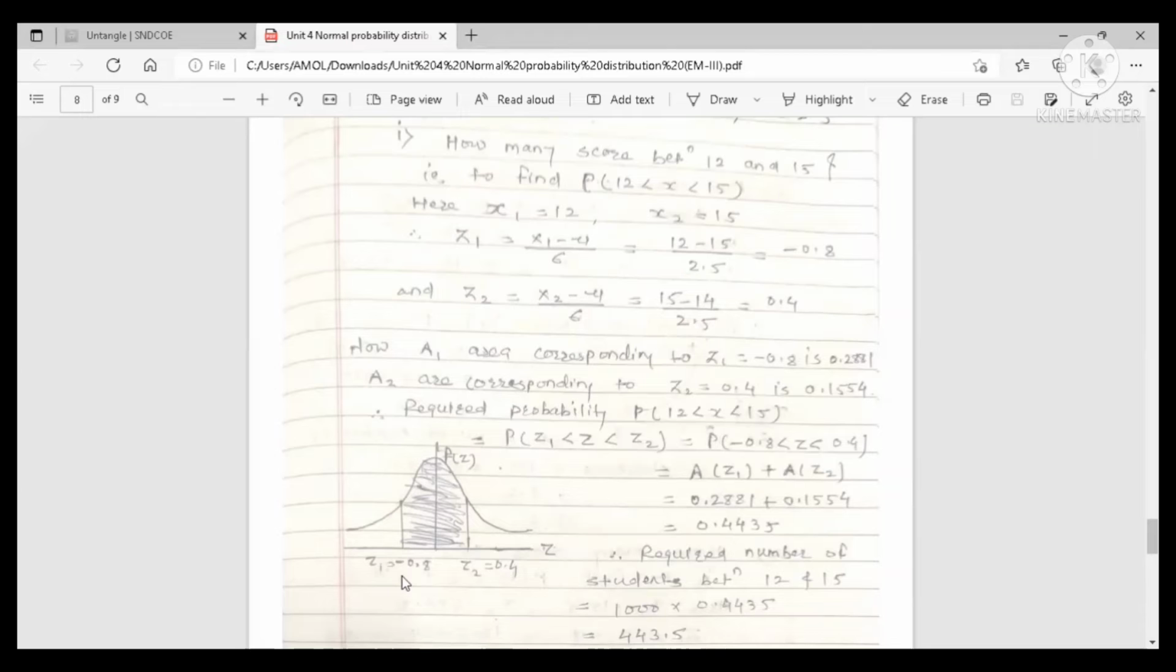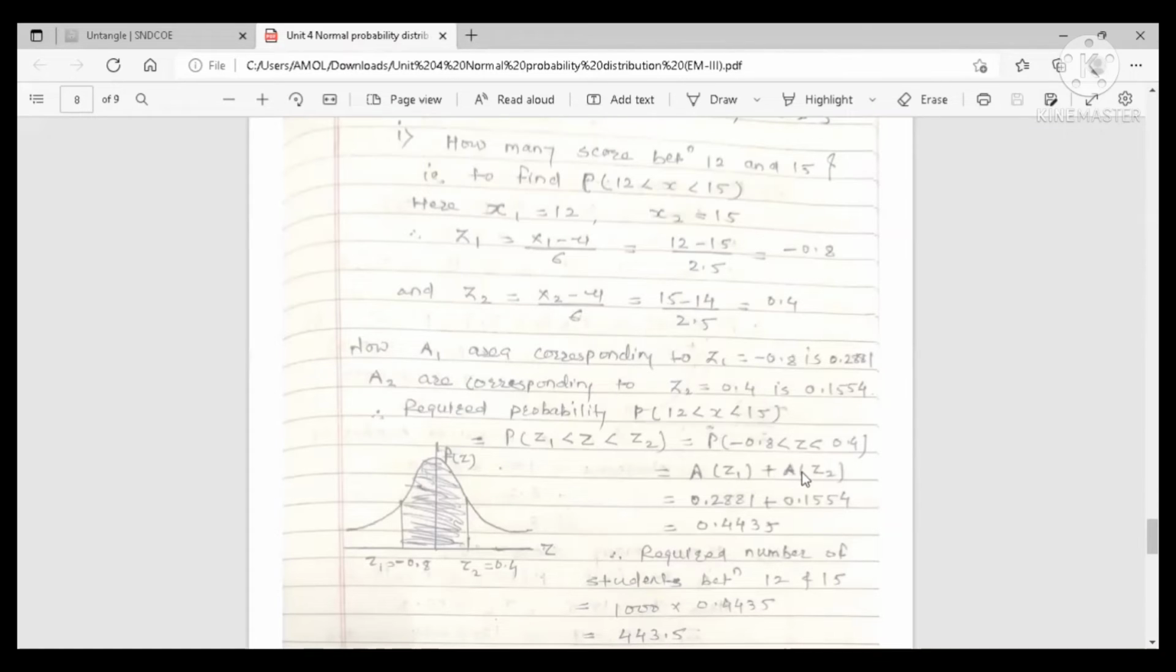So draw the diagram here, the normal curve. See, z1 is negative, minus 0.8, so it lies on the left side of the normal curve, and z2 is equal to 0.4. It is positive, so it lies on the right side of the normal curve. Now we want the area between z1 and z2, because we want the probability between them. One lies on the left side and one on the right side, so the area between these two is the addition of area of Z1 plus area of Z2. This is the formula.